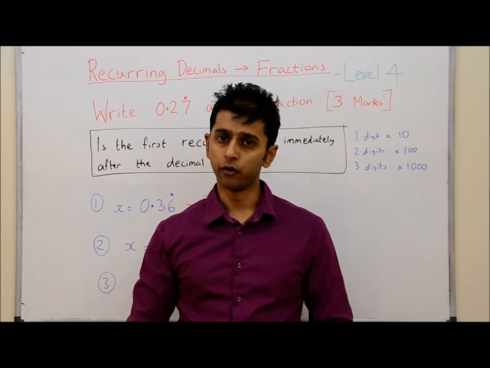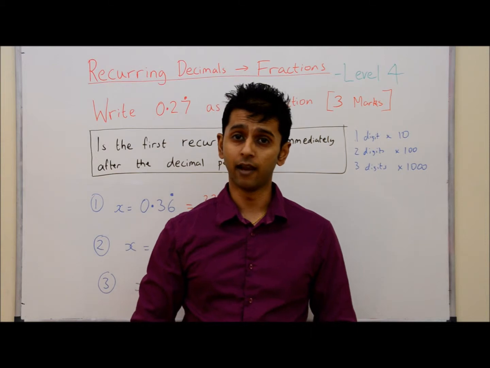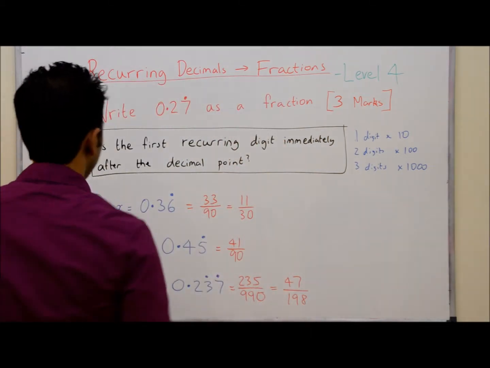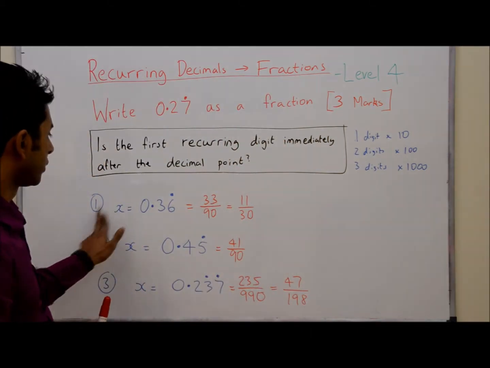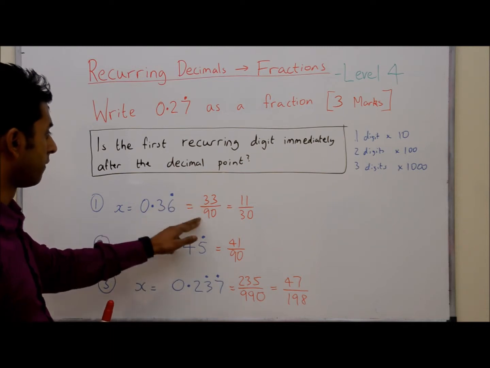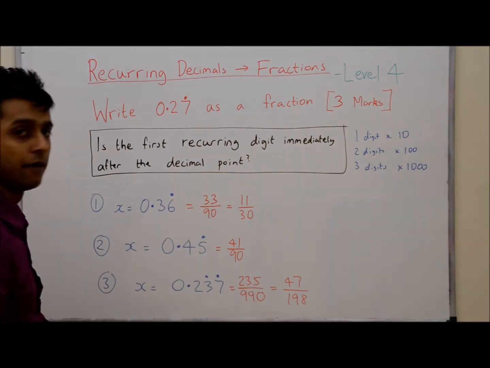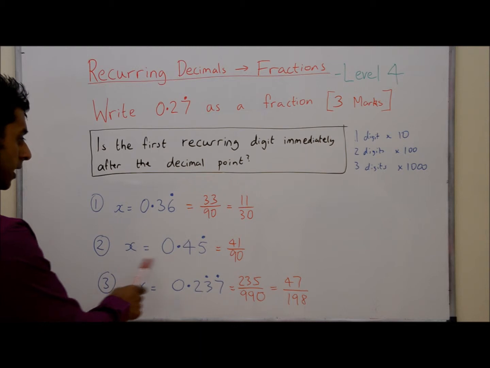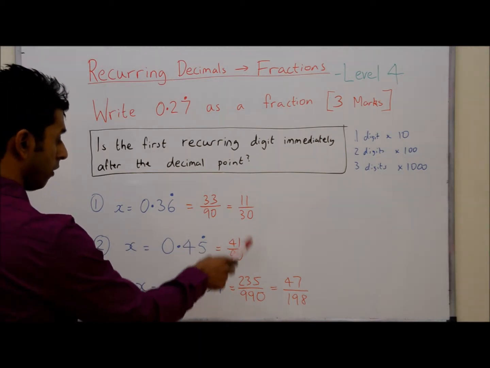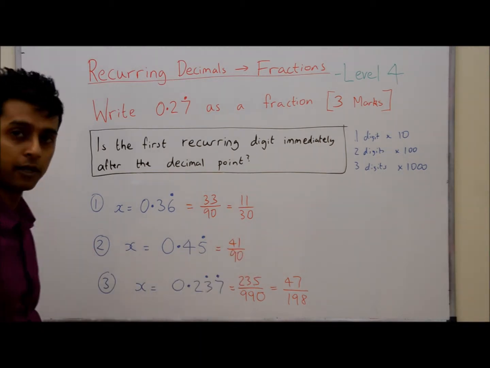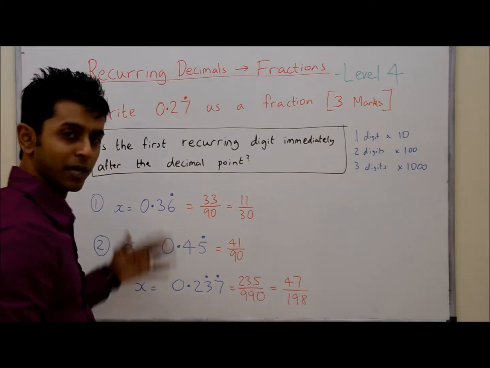So let's see how you got on with these questions. Did you manage to get that last one? So the first question gives us 33 over 90, which will simplify to 11 over 30. The second one will simplify to 41 over 90, and that's your final answer. Hopefully you managed to get those 2.